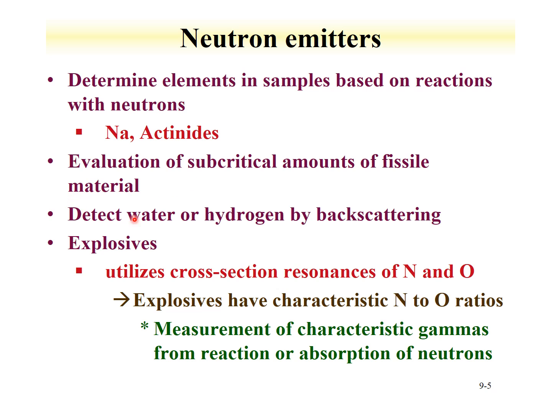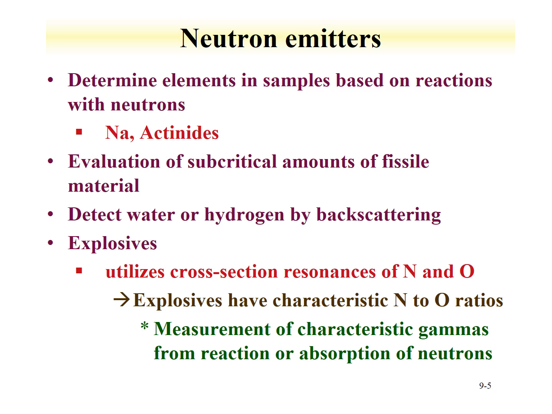These neutron emitters are also used to detect water or hydrogen by neutron backscattering. Neutrons are very sensitive to low Z material, particularly protons, hydrogen. They can be used to detect the presence of water. For instance, they can be used in drilling activities to determine if water or oil is present. And finally, neutron emitters can be useful for detection of explosives.